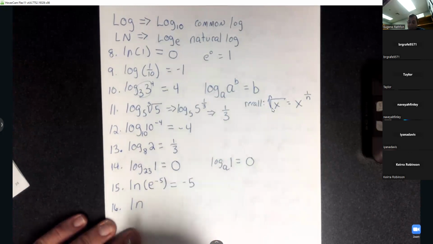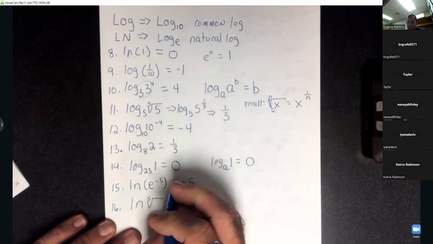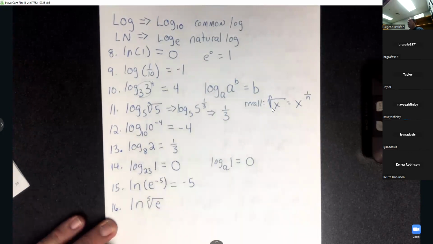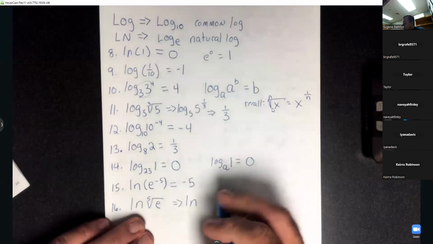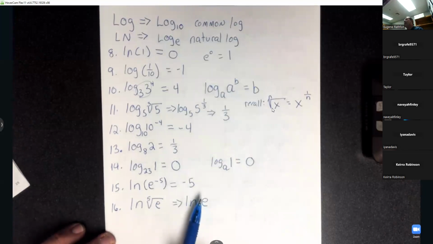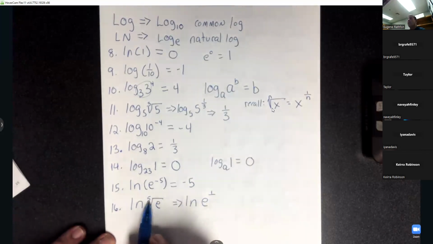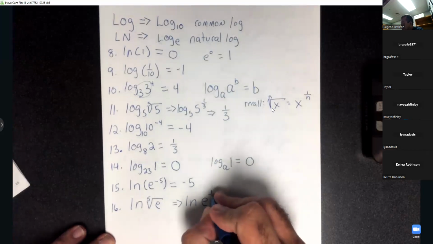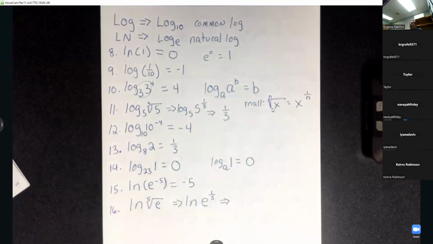So this one I'll have to show you how to put in. This is an ln of the 5th root of e. So what I do to this one, I would bring my ln over and then my e. I would write that 5th root as an exponent. So remember, it's going to be 1 over the index, which is a 5. All right, so ln of e to the 1/5.